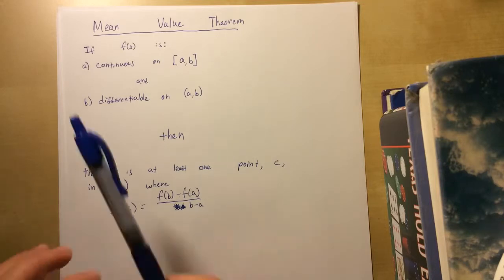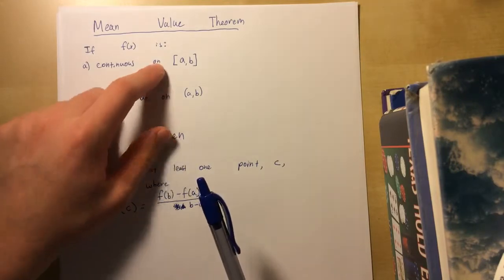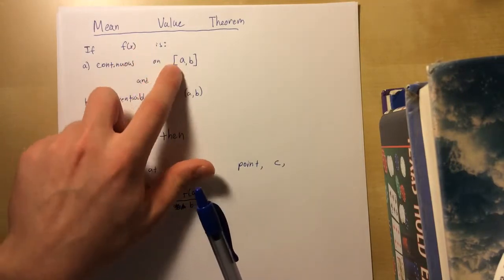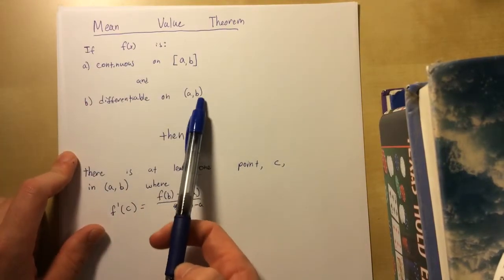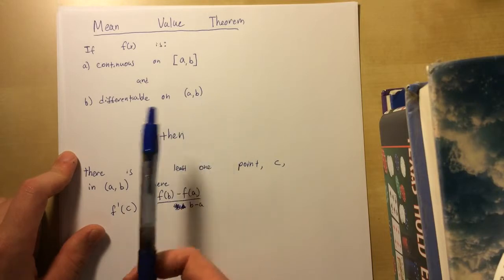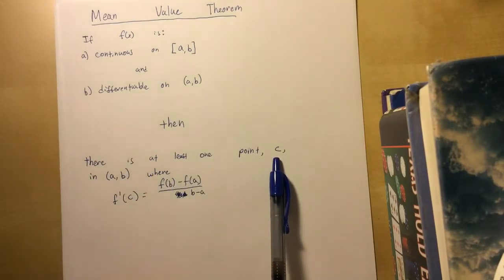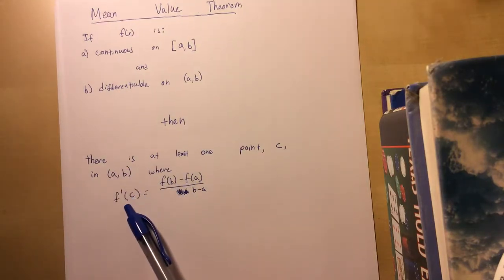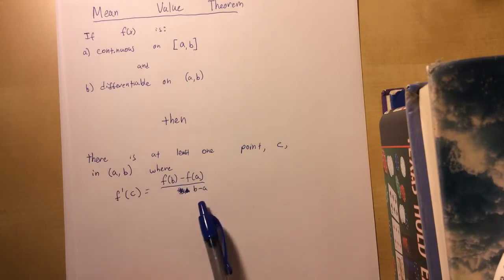All it's saying is that if we have a function, f of x, and it's continuous on the interval a to b, continuous including a and b, and differentiable on a to b, this time not including a and b, then there's at least one point, that's usually called c, in a to b, where the derivative of the function at c is equal to f of b minus f of a all over b minus a.